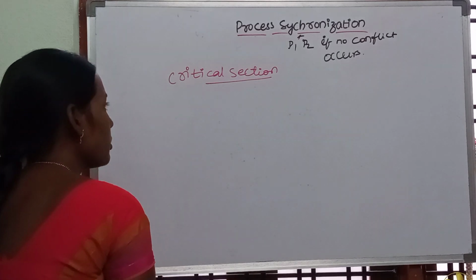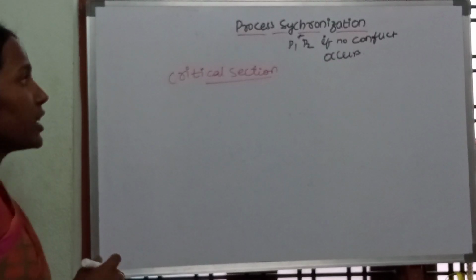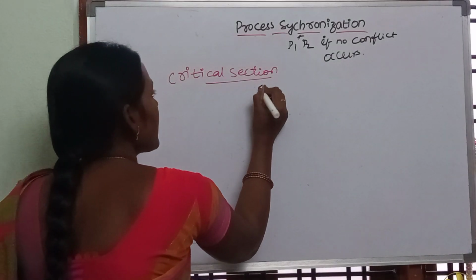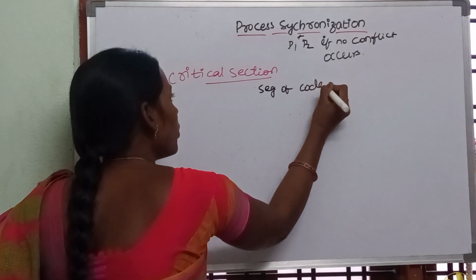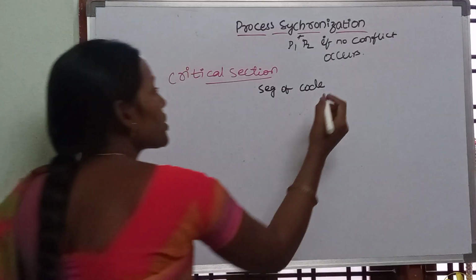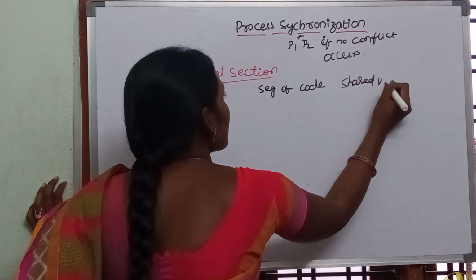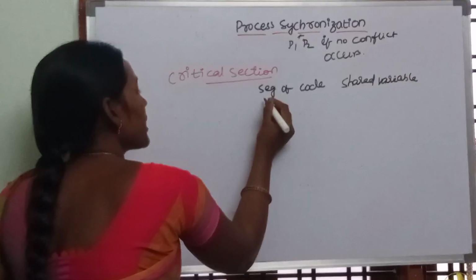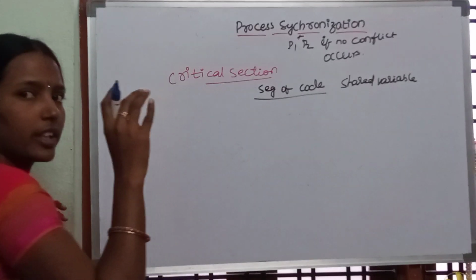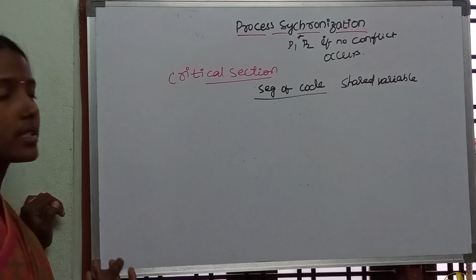First we will discuss the critical section. What is a critical section? A critical section is a segment of code, that means code that has shared variables. A critical section is a segment of code that has shared variables among the processes.